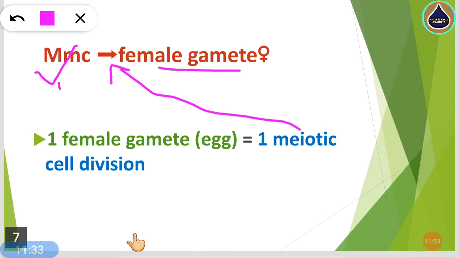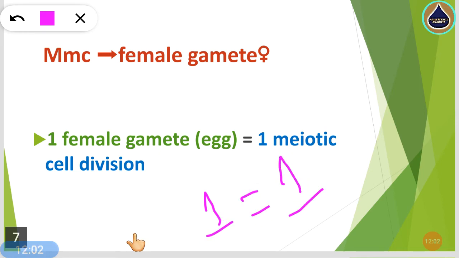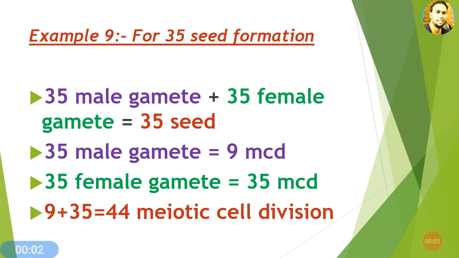So simply, the number of female gametes is the same as the number of cell divisions. In the female gamete formation process, the formula is: number of female gametes is equal to the number of meiotic cell divisions. It means if one female gamete is needed, one meiotic cell division is needed. So dear students, now we'll see example number 9.